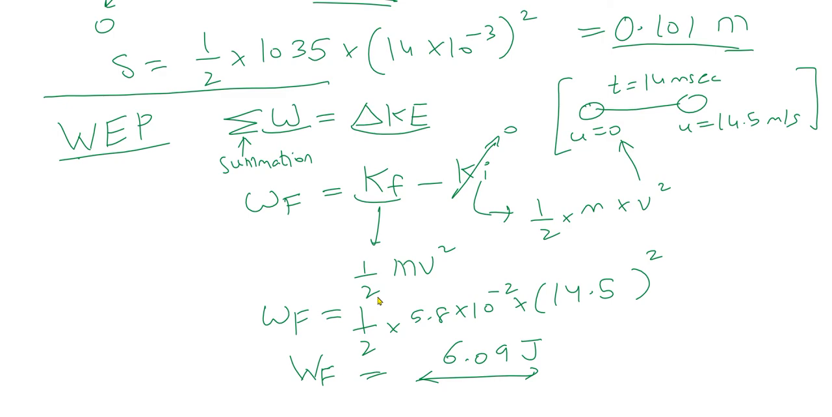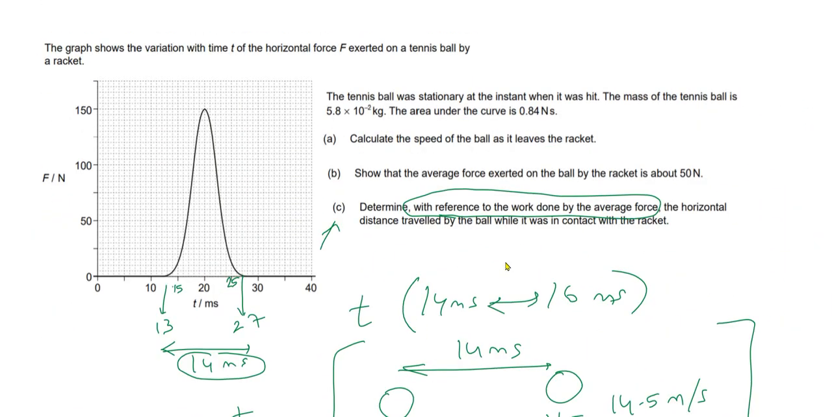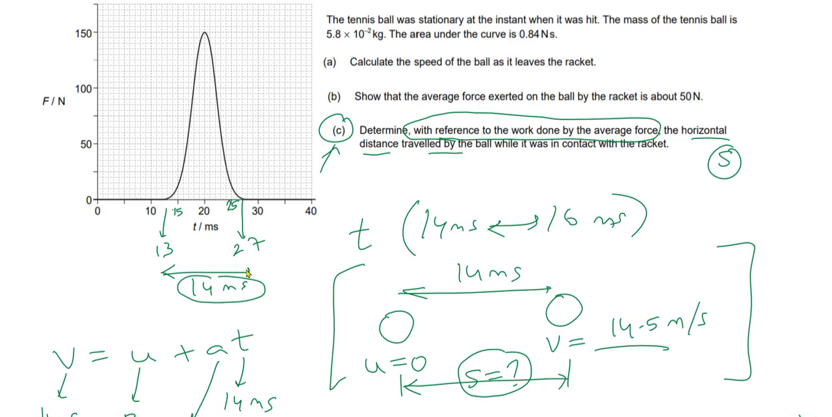And we go back to the basic definition of work. Work is nothing but the product of force and displacement, right? This is the basic formula for work. Now let's go back to our question and see what we were supposed to find. Part C states that we have to determine the horizontal distance traveled by the ball while it was in contact with the racket, which means it is S, which is what we need to find, right? And in the previous part, part B, we had to find the average force exerted on the ball by the racket. So in your notebook, just check what was that value of the applied force which we had found out.